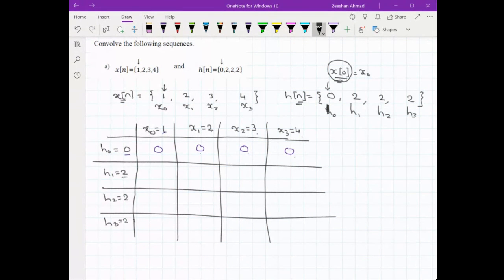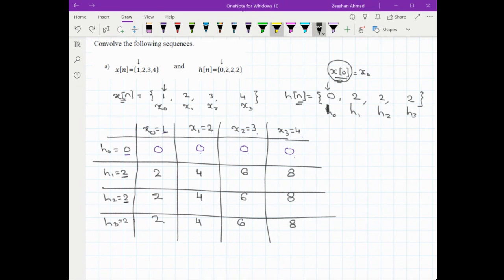The next one is you will take 2 here. So 2 multiplied by 1 is 2, 2 multiplied by 2 is 4, 2 multiplied by 3 is 6, and 2 multiplied by 4 is 8 here. Similarly, I will take this one and multiply here. So 2 multiplied by 1 is 2, 2 multiplied by 2 is 4, 2 multiplied by 3 is 6, 2 multiplied by 4 is 8 here. So I will get 2, 4, 6, 8 here. Take this value, multiply with each one, and write them here.